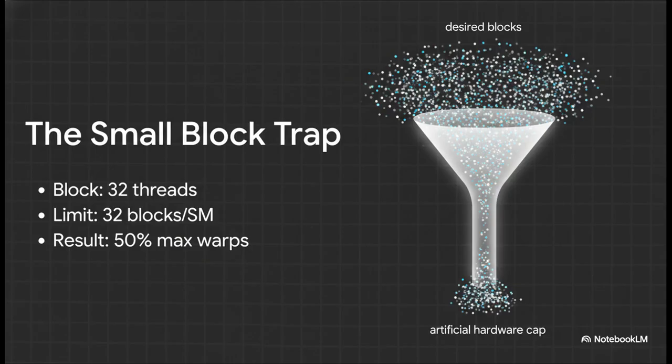Now, I really want to warn you about a massive danger here, what I call the small block trap. Let's say you pick a tiny block size of just 32 threads. To hit your 2048 thread ceiling, you'd probably calculate that you need 64 blocks. But wait, the hardware limit is strictly 32 blocks per SM. So you hit the block count limit first, artificially capping your execution at 32 blocks, which is just 32 warps. By picking a block size that's too small, you literally cap your hardware at 50% of its maximum potential.